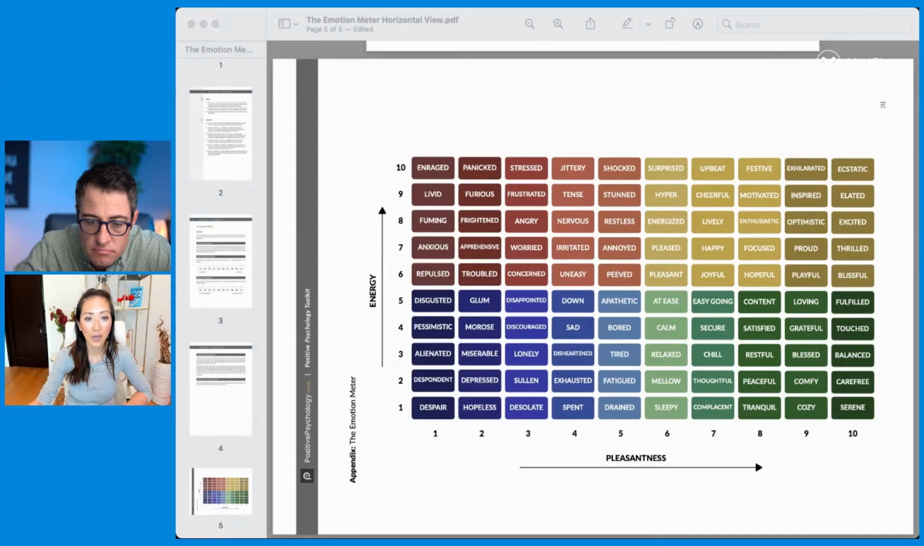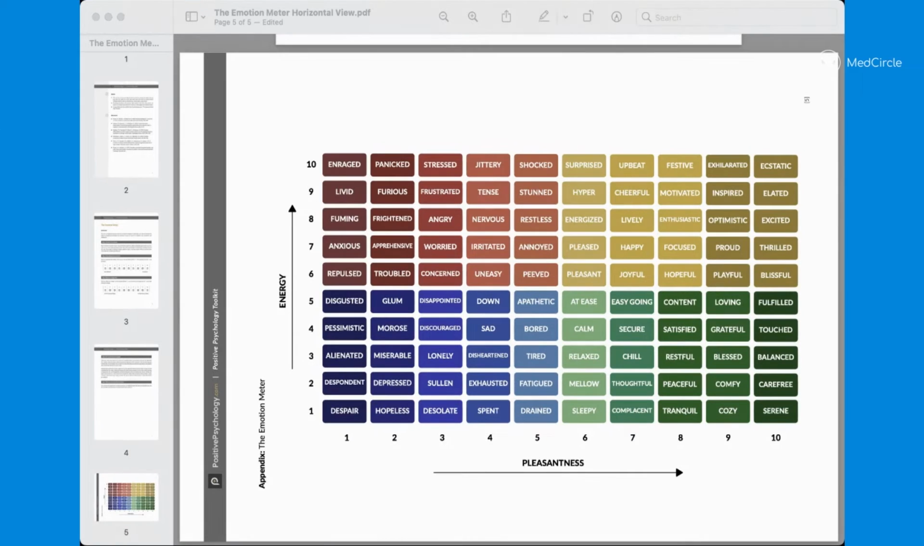So essentially what you're going to be doing is you're going to look at the numbers along the bottom. That's the pleasantness number that you did first. So on a scale of 1 to 10, find that number from the bottom. And then on the left side, those numbers represent that energy level. Okay. So again, whatever you scored, go ahead and put that down. So you're going to find what that emotion corresponds to.